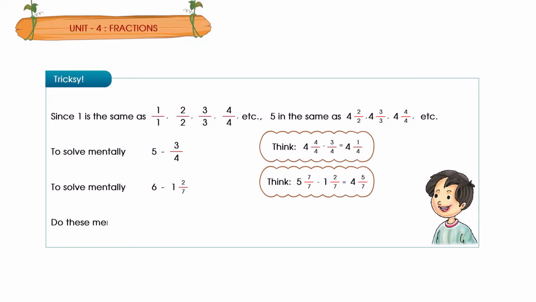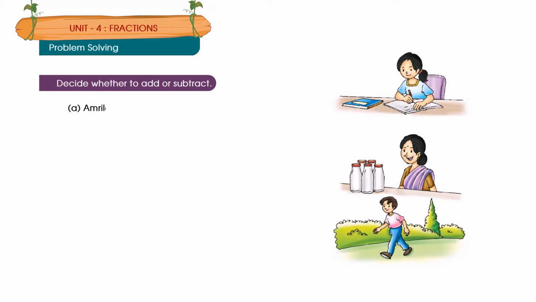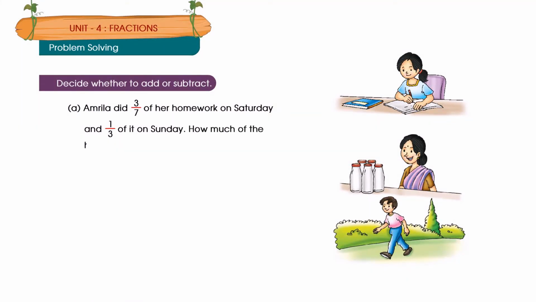Do these mentally. A. 3 minus 1/2. B. 4 minus 2 1/3. Problem solving. Decide whether to add or subtract. A. Amrita did 3/7 of her homework on Saturday and 1/3 of it on Sunday. How much of the homework did she do over the weekend?